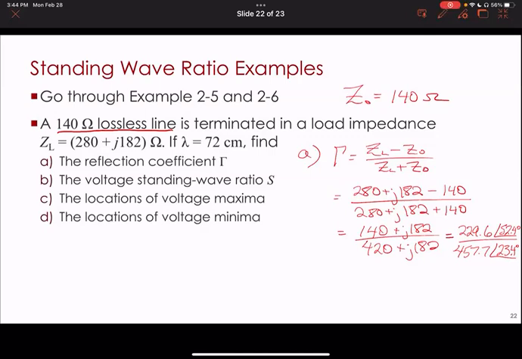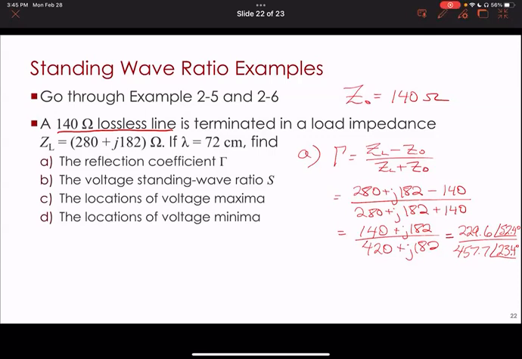Okay, so how did I get this? I got the magnitude: that squared plus that squared, square rooted. That would be the 229.6. For the magnitude of this one, the 457.7, 420 squared plus 182 squared, take the square root. To get the angles, imaginary part divided by the real part, inverse tangent. Make sure you know what mode your calculator's in. Are you in degree mode? Are you in radian mode? Doesn't matter which, just make sure you know.